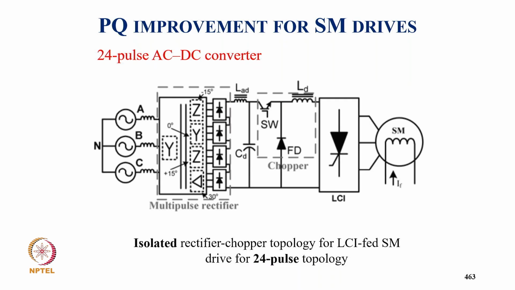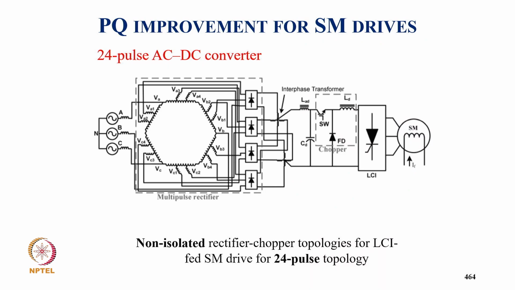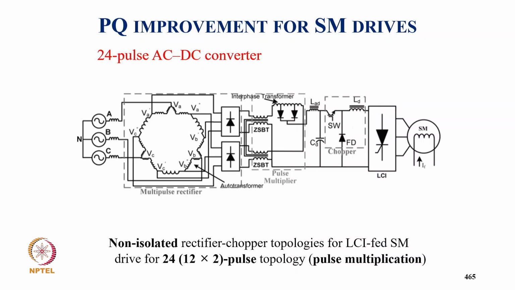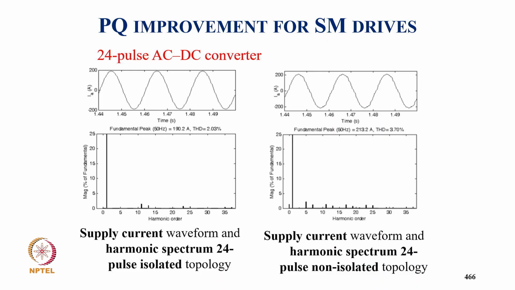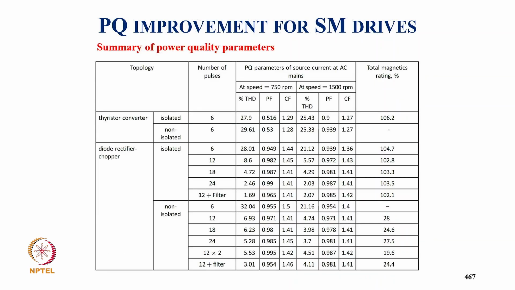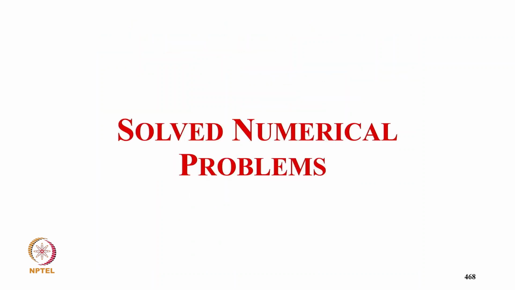And this is typically a 24 pulse converter with a buck converter driving a current source. This is another topology of 12 pulse with extended delta. This is another topology of 12 pulse with pulse doubling. And THD here, of course, comes around less than 3.7% and 2%. And this is a comparison of the different multipulse converters, showing how the THD and total magnetic ratings compare.